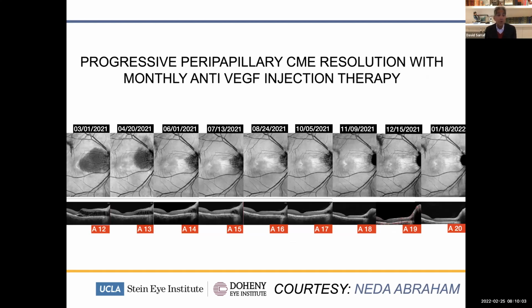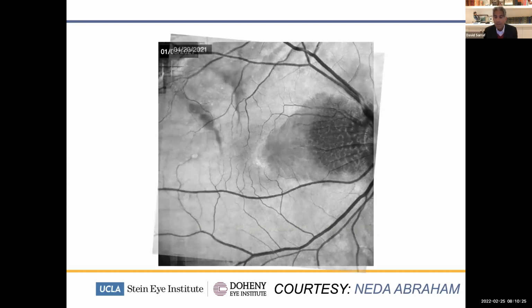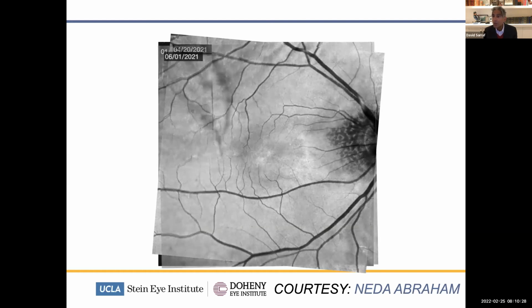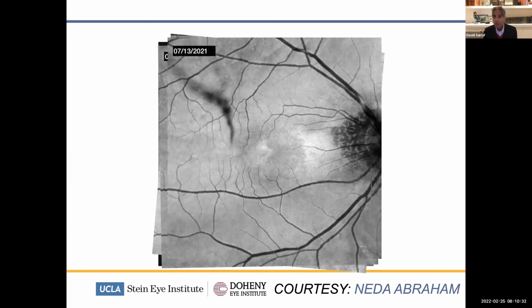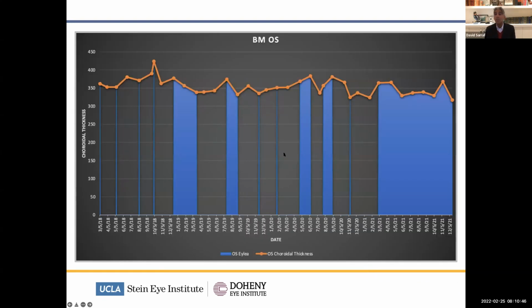And this is the case I wanted to show you, where you can see this remarkable resolution of peripapillary fluid as a result of anti-VEGF injection with Eylea. And the time-lapse video that one of our fellows from France put together really illustrates this the best. And this is after we went to monthly injections. You can see this remarkable and dramatic resolution of the peripapillary CME, which was critical because this patient was losing vision because of the chronic fluid, leading to this area of ellipsoid loss that you can see here on the en face OCT.